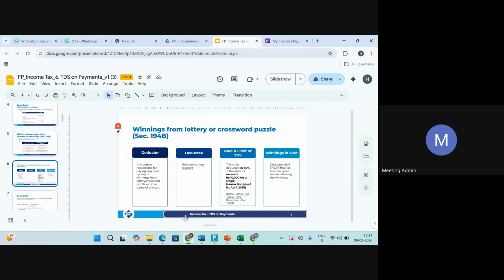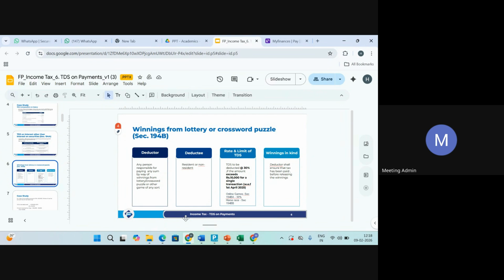Whether it is a resident or a non-resident, both parties have to be paid. Now the rate and limit of TDS: TDS has to be deducted at 30 percent if the amount exceeds 10,000 for a single transaction, with effect from 1st April. For online games, it will be Section 194BA at 30 percent. If it is horse racing, the section changes to 194BB.